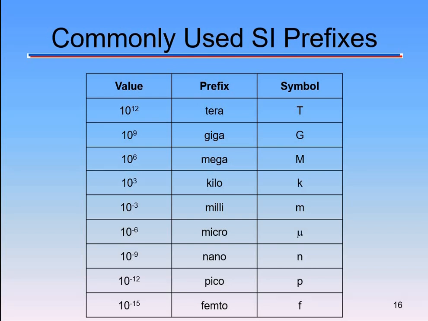10 to the minus 12th is pico. We're going to use a picofarad capacitor and things like that. So really, really small value, but a capacitor has a really, really big charge, so it's going to impact you there. And then 10 to the minus 15, we don't really use anything that's a femto.